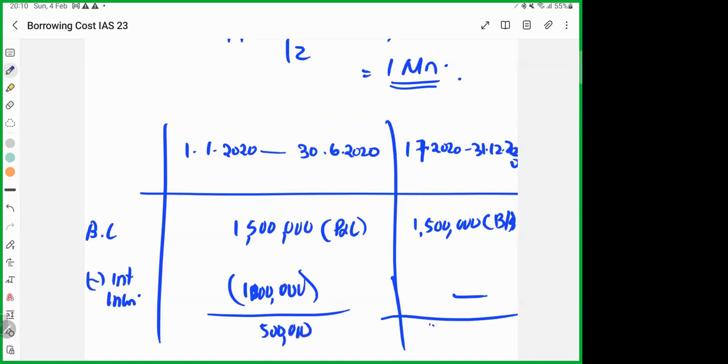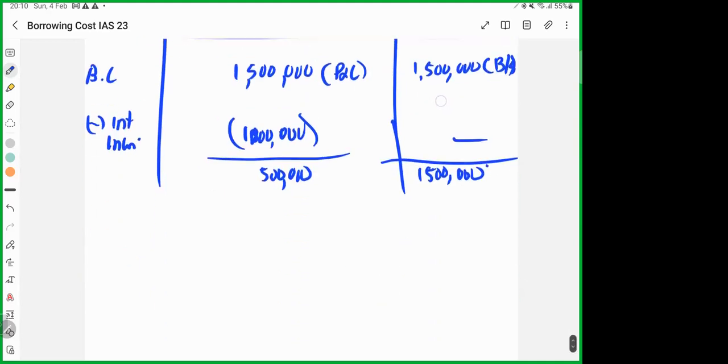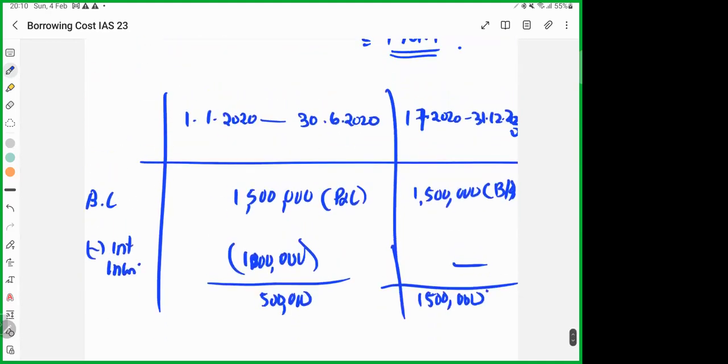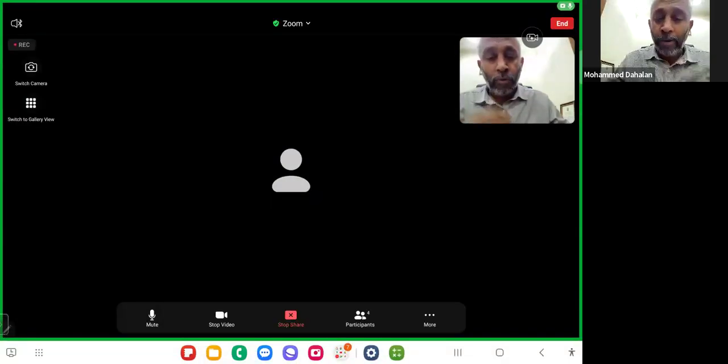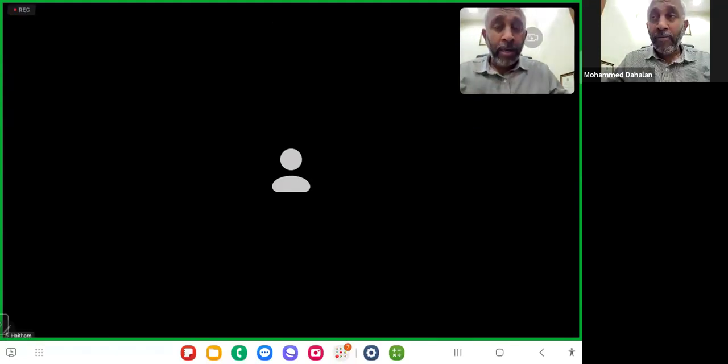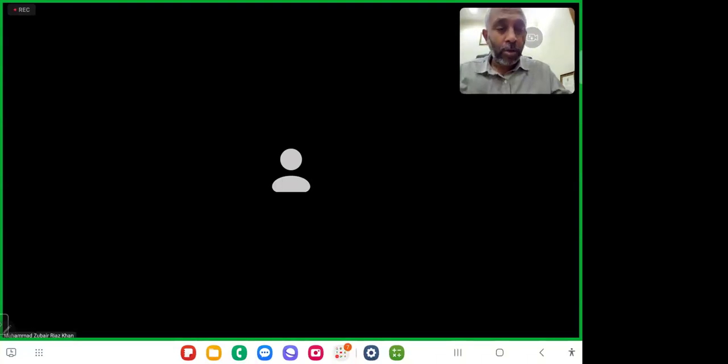And this 1.5 million will remain as it is. You understand this interpretation? Yes. So that is when you have any short-term investment from the funds you have taken for the purpose of borrowing cost.